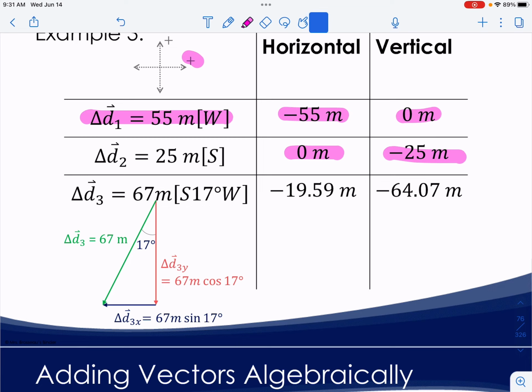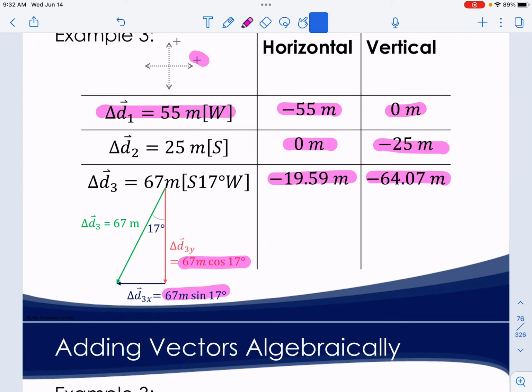So here's the resultant vector, right? And we're going to use our SOHCAHTOA, right? So we find that the y component is 67 meters cosine 17 degrees, and this is 67 meters sine 17 degrees. And so if you put that into your calculator, you can see that in the horizontal direction, it's going west, so it's going to be negative. It's negative 19.59, and it's going again negative because it's going south, 64.07 meters.